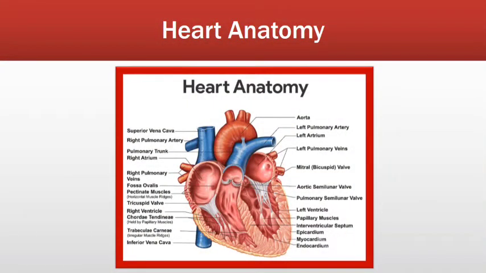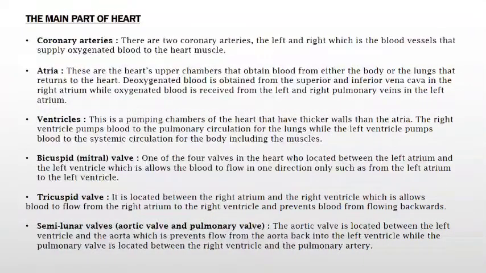This is a diagram of the heart anatomy. The main parts of the heart. First one, coronary arteries. There are two coronary arteries, the left and the right, which are the blood vessels that supply oxygenated blood to the heart muscle. The second one, atria. These are the heart's upper chambers that obtain blood from either the body or the lungs that returns to the heart.